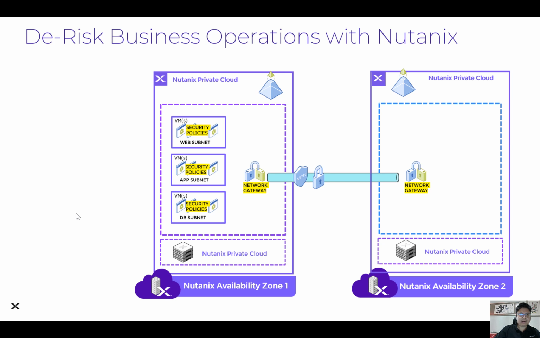Data protection policies have been created to protect the VMs according to the category. Snapshots have been taken regularly for each of these VMs and replicated over to the second availability zone. A recovery plan has also been created to define how the VM is going to be started.